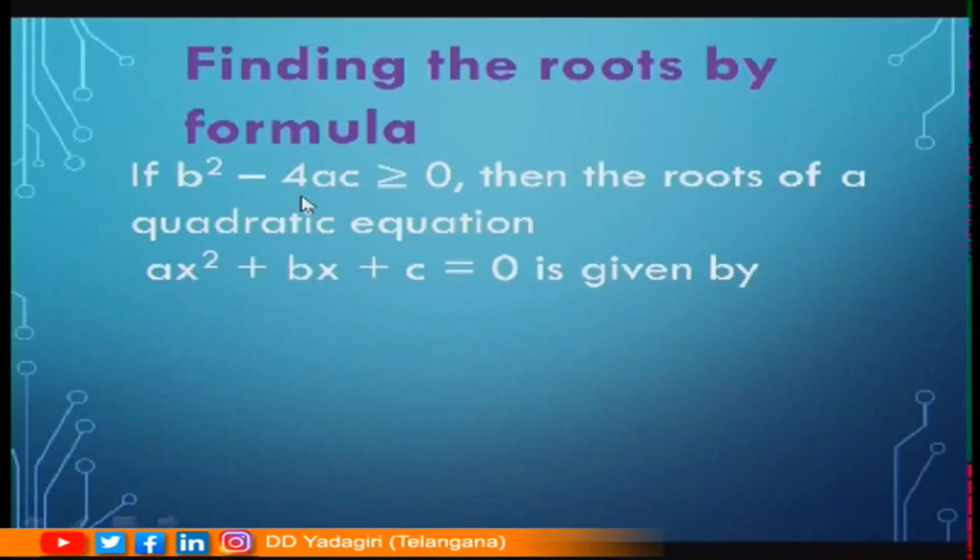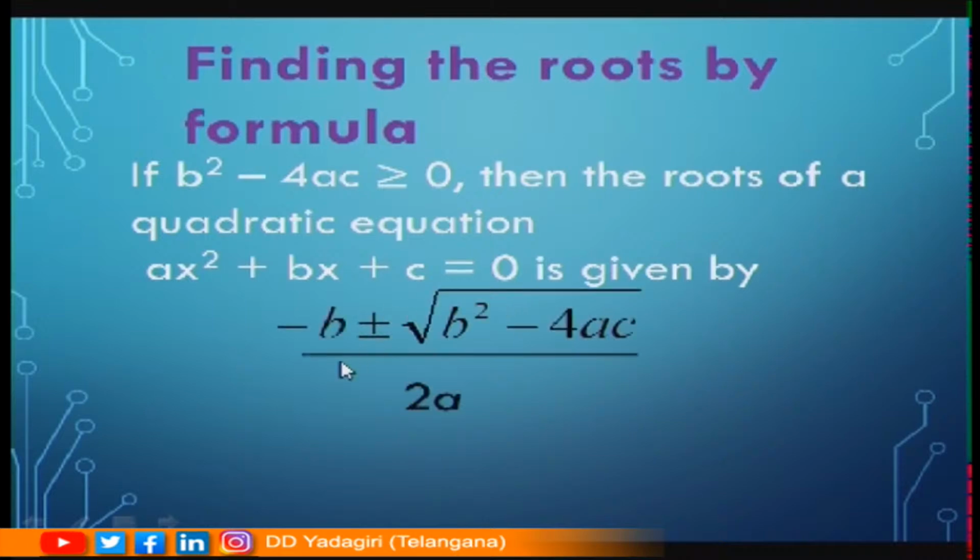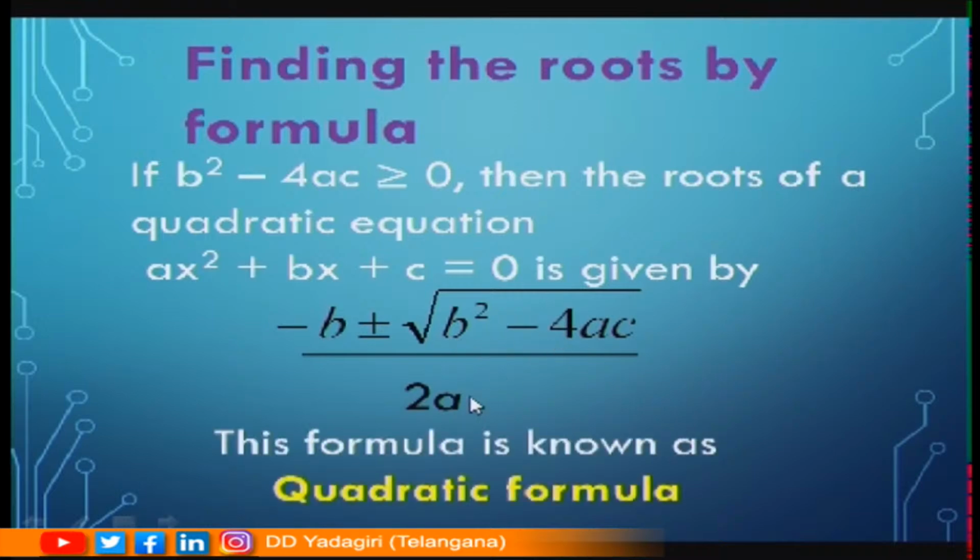Now, let us see how to find the roots of the quadratic equation using a formula. If b square minus 4ac is greater than or equal to 0, then the roots of a quadratic equation ax square plus bx plus c is equal to 0 are given by minus b plus or minus under root b square minus 4ac by 2a. I repeat the formula: minus b plus or minus under root b square minus 4ac by 2a. This formula is known as the quadratic formula. Now, let us try how to use this formula in the given equation.